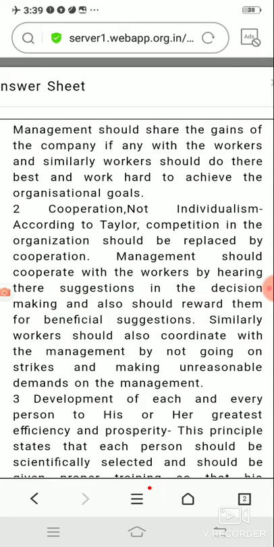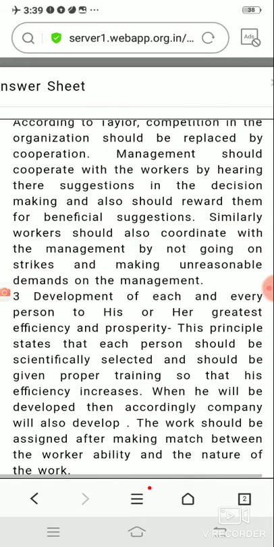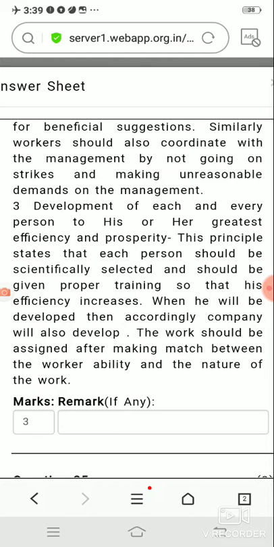Cooperation not individualism. This principle of Taylor said there should be cooperation between all the employees of the organization. Competition should be replaced by cooperation. It means the feeling of competition should be replaced by the feeling of cooperation. Next principle said development of each and every person to his or her greatest efficiency and prosperity. And this can be done, children, only if the organizational head will provide training to the employees. Then only we will be able to develop them according to their efficiency and prosperity.